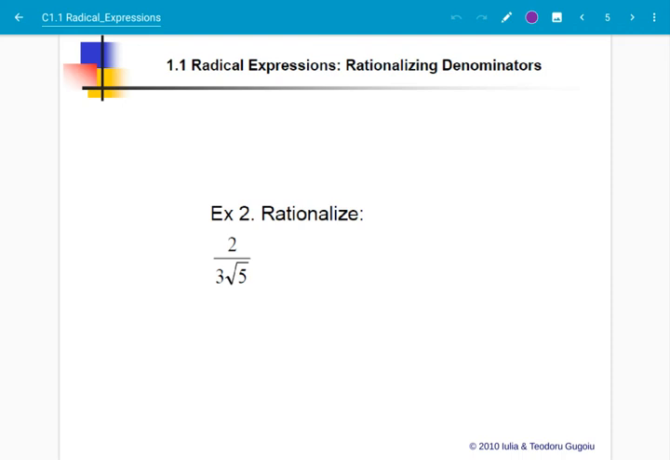So what's the special version of 1 that we multiply this example by? Well, we want to get rid of the square root of 5. So we're going to multiply by the square root of 5 over the square root of 5. In the numerator, we'll have 2 times the root of 5. In the denominator, we'll have 3 times the root of 5, and the root of 5 times the root of 5 is simply 5. So 2 root 5 over 15.